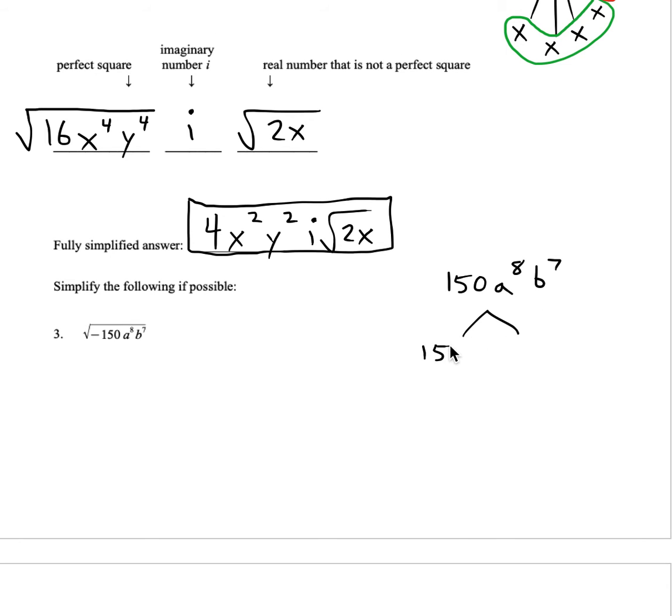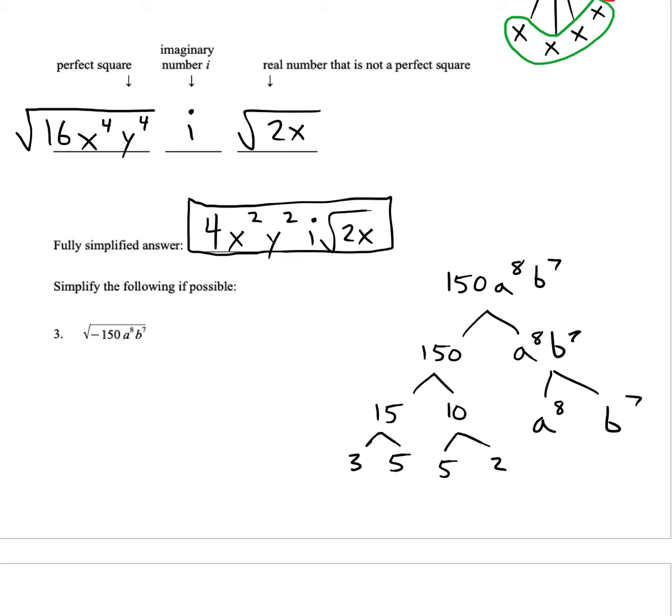Split it up into a number part and a variable part. Here we'll have 15 times 10, 3 and 5, 5 and 2. When it comes to the variables, I'm going to break it into a to the 8th and b to the 7th.